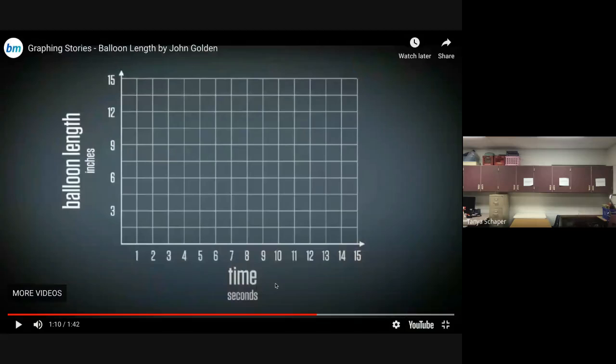All right, so let's take a look. I'll give you a little time to adjust your graph. And we'll take a look at what they have. All right, here we go. Let's take a look at the graph that they came up with.